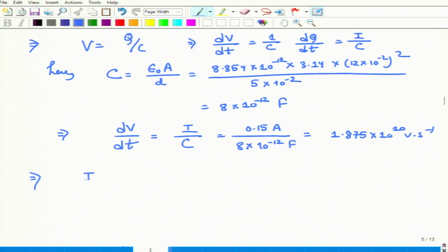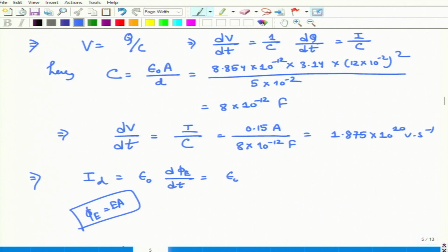And the second question is also clear. We know the form of ID, which is epsilon naught dφ/dt. We know that φE is actually EA, the flux. So we can write epsilon naught d(EA)/dt. No, sorry, area is constant, right? So it should be epsilon naught A dE/dt, which is epsilon naught A by D, dV/dt.